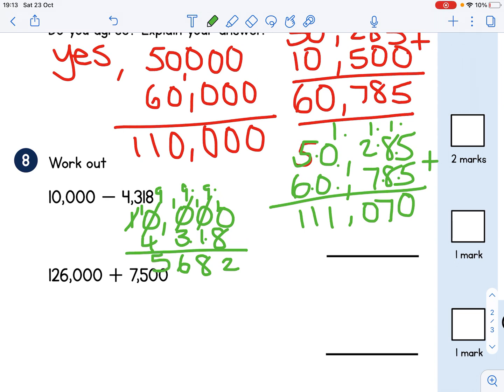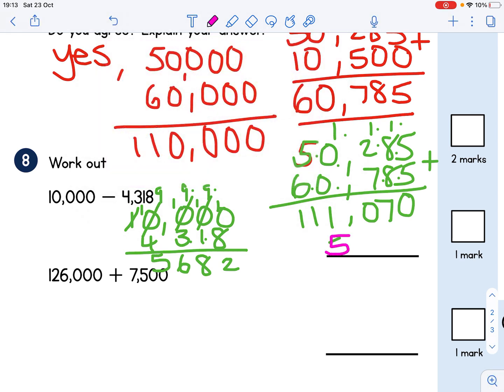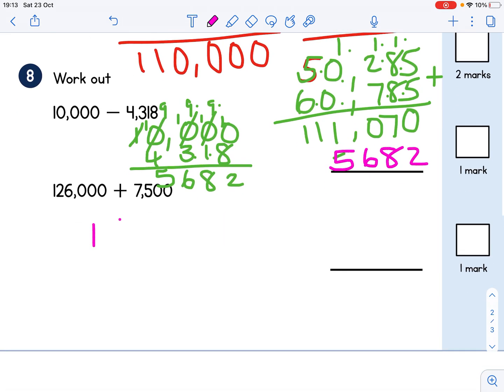9 take away 4 is 5. So my answer is, just so that you can see it clearly, 5,682. Okay, the addition should be a little bit easier.